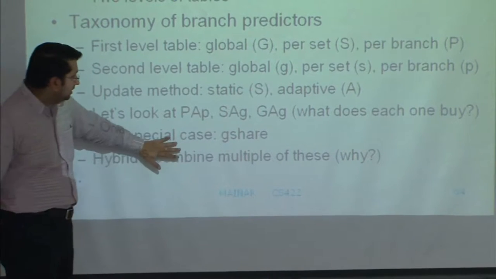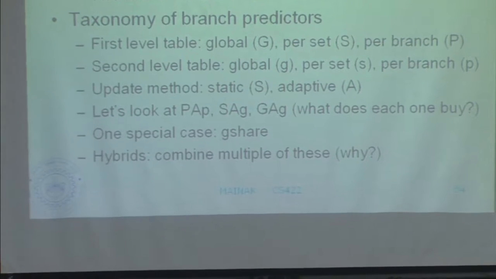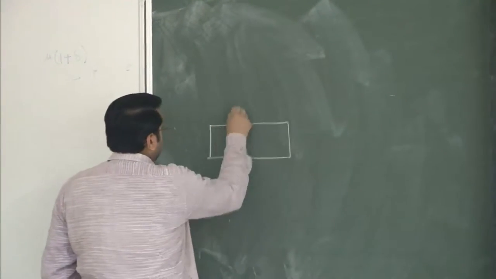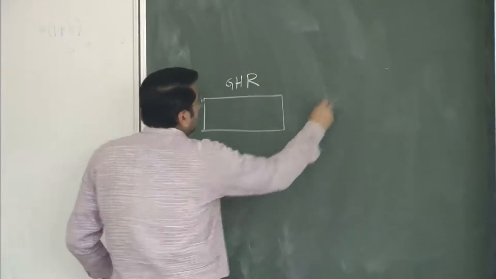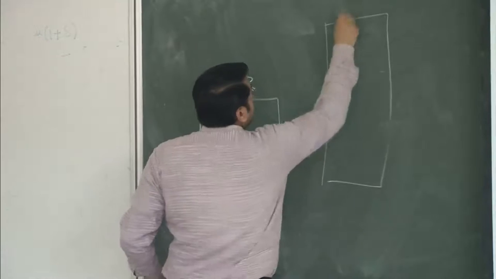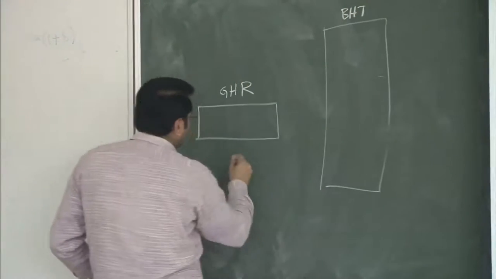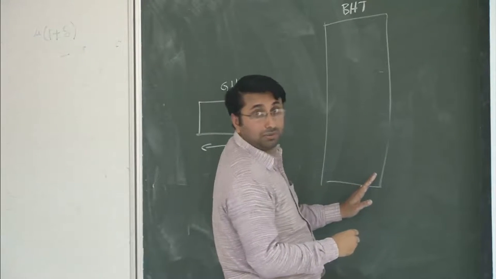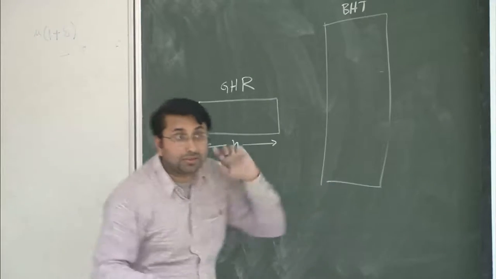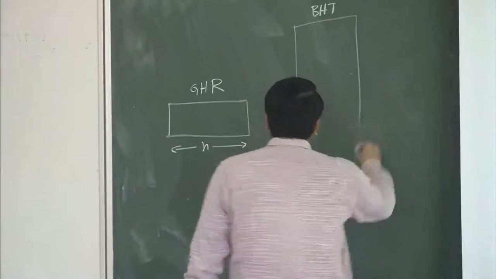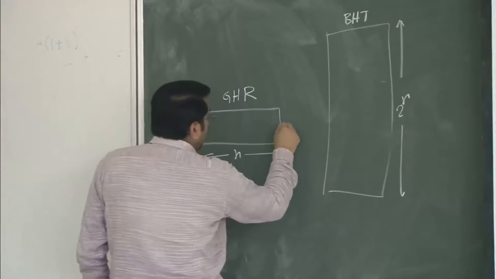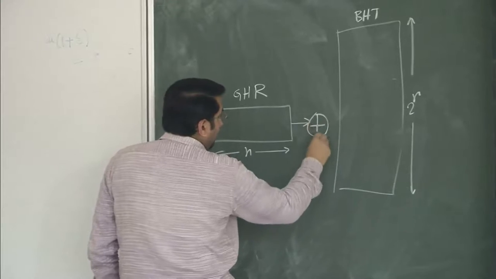There is one special case that's called a G-share predictor, which is more or less the same as GAG, except that it has a slightly different index function. So you have the global history register as usual, and you have your branch history table as usual. If this is n bits, how many entries do I have here? 2 raised to the power of n. Before you index it, you do an XOR with the PC.